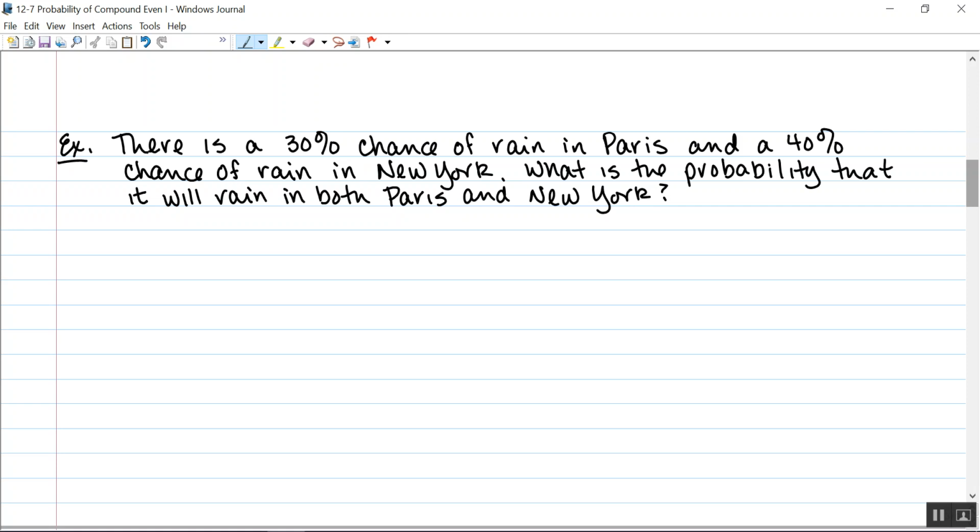So the probability of rain in Paris is 30%, and so I'll write that as a decimal, 0.3, times the probability that it's going to rain in New York, which is 40%, and I'll write that as a decimal as 0.4. Those multiply to 0.12, which is equal to 12%. So there's a 12% chance that it will be raining in both Paris and New York.